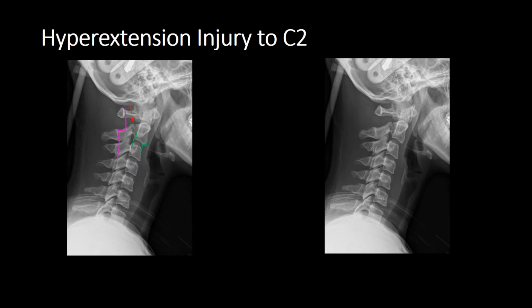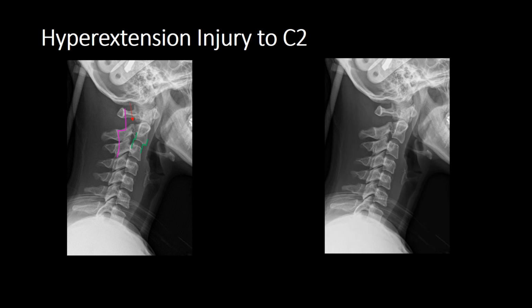Okay, so let's go through this. A is for adequate. Got base of skull. Excellent. 1, 2, 3, 4, 5, 6, 7. Can't see T1. So clinically, you would need to do a swimmer's view. In this context, though, we will accept it.